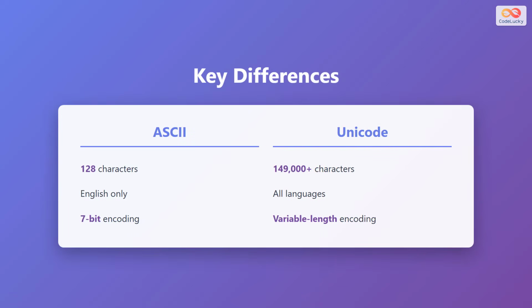To summarize the key differences, ASCII contains only 128 characters and supports English only, using 7-bit encoding. Unicode, on the other hand, contains over 149,000 characters, supports all languages, and uses variable length encoding to efficiently handle this massive character set.